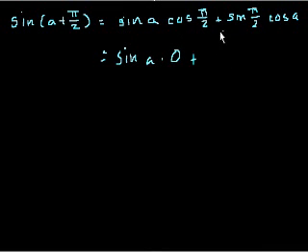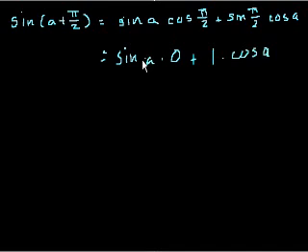Plus sine of pi over 2. For the same reason, we're pointing straight up on the unit circle, so the y-coordinate, or the sine coordinate, is 1. We're essentially at the point 0, 1 on the unit circle. So sine of pi over 2 is 1. So then, times cosine of a.